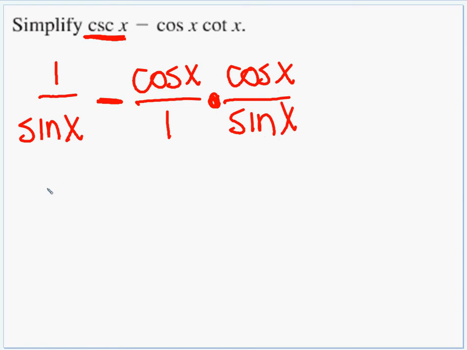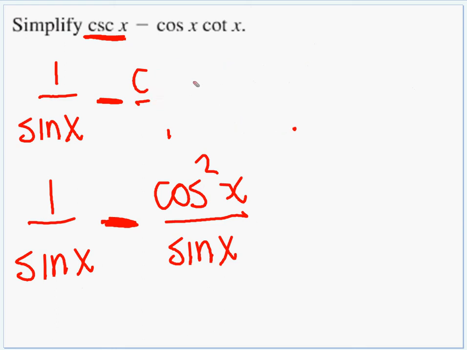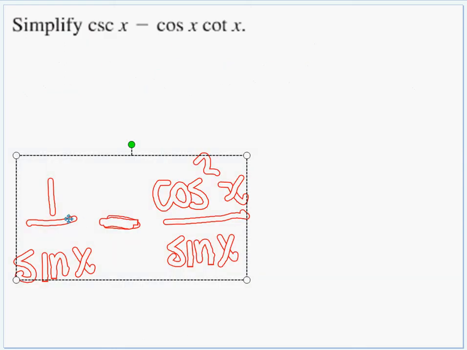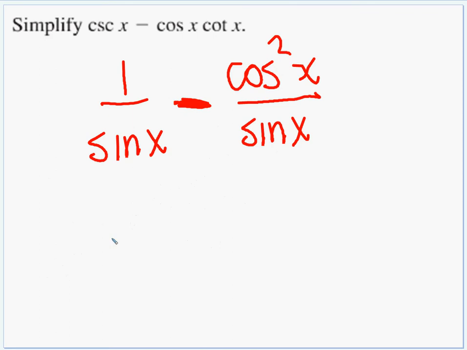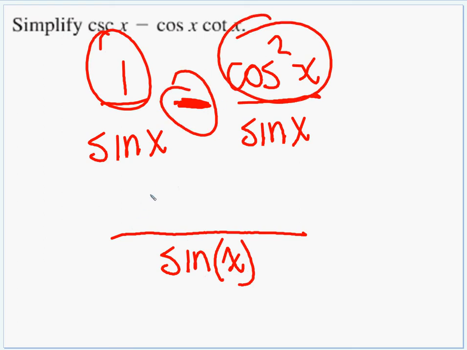All right, well, 1 over sine, that's going to stay as is, minus, over here, 1 times sine in the denominator is sine. Beautiful. Up top, cos times cos is cos squared. Okay, now in the example, we didn't have a common denominator here, but in this one we do. Nice. So let's just put this over one big old common denominator, sine x. And what's our numerator going to be? 1 minus cos squared.